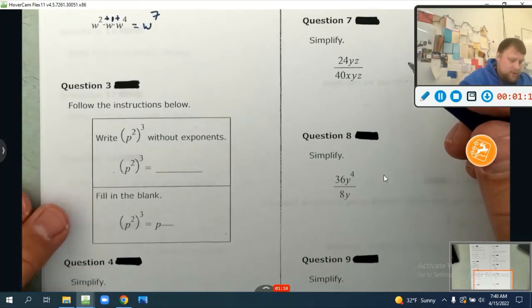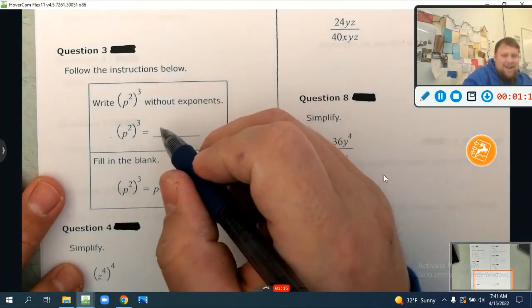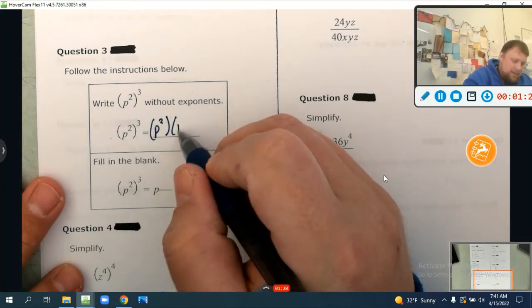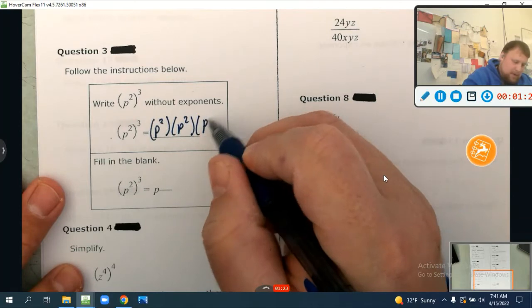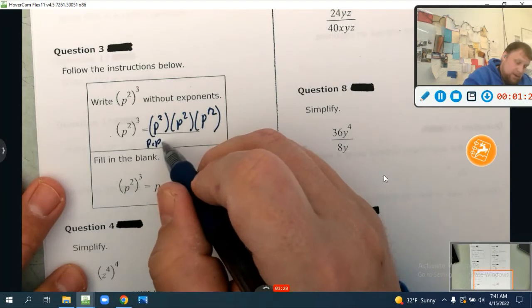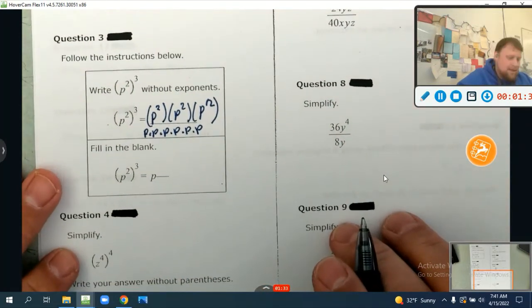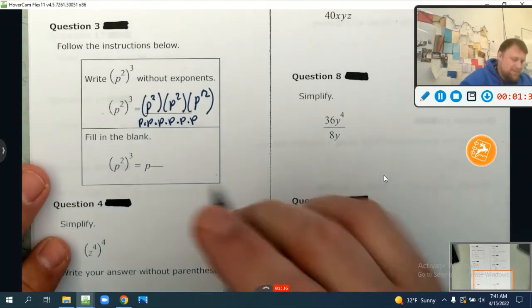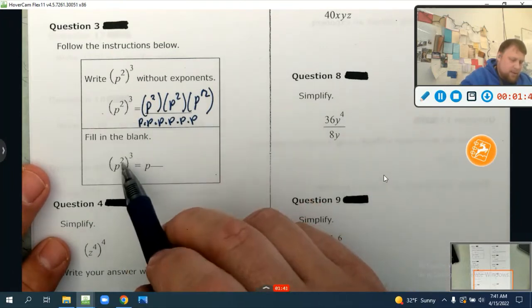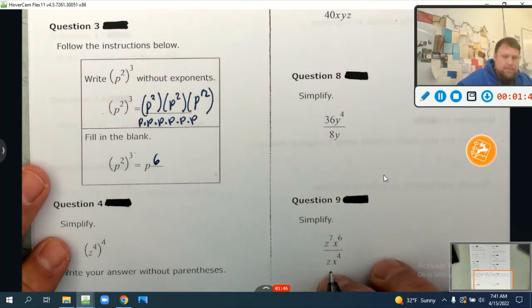Well, okay. So this is a weird one. It's p to the 2nd, right, times p to the 2nd times p to the 2nd, which is then p times p times p times p times p times p. It's a lot of p's. So there's 6 of those. And really what it is, when we raise a power to a power, we multiply it. So 2 times 3 is 6. That's p to the 6th power.